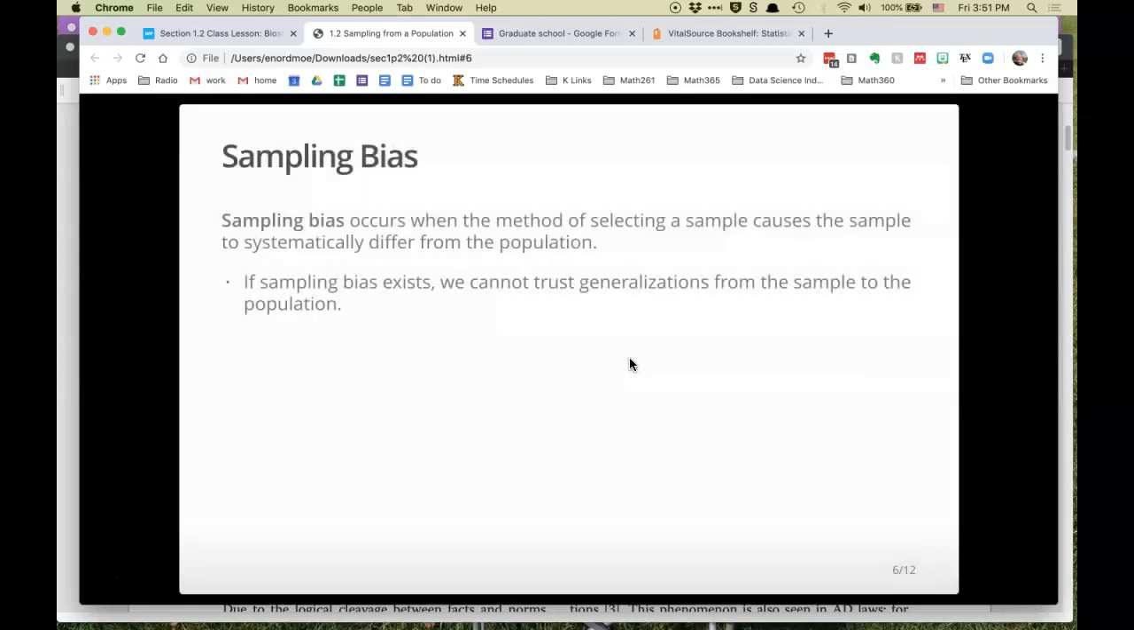So the concern that we have then is the issue of sampling bias. And sampling bias occurs when the method, and we want to emphasize here, when the method of selecting a sample causes the sample to systematically differ. So it's not just that the sample is wrong or problematic the way it turned out, but that the method itself had some flaw in it or some reason why it would be biased.